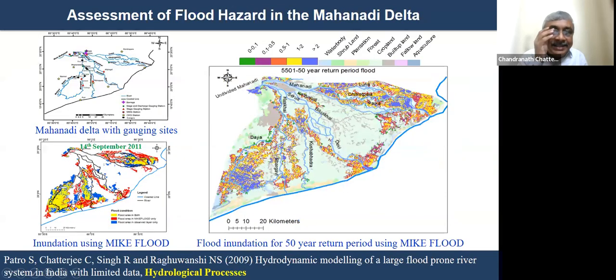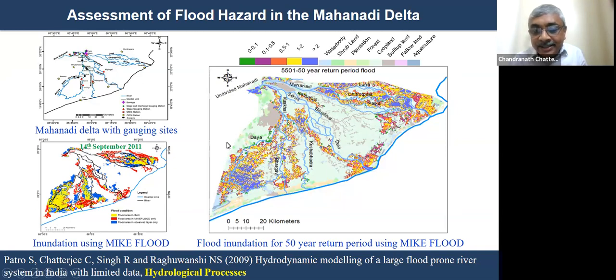Now, once you use this DEM and also a model, you can assess the flood hazard in the region. So here you can see this is for the delta region. So the Mike flood model was calibrated and validated using the various different gauging sites. And then it was also validated using remote sensing data. So once a model is validated, you can then use the model to simulate the floods for the different return period values. So one such hazard map is given here.